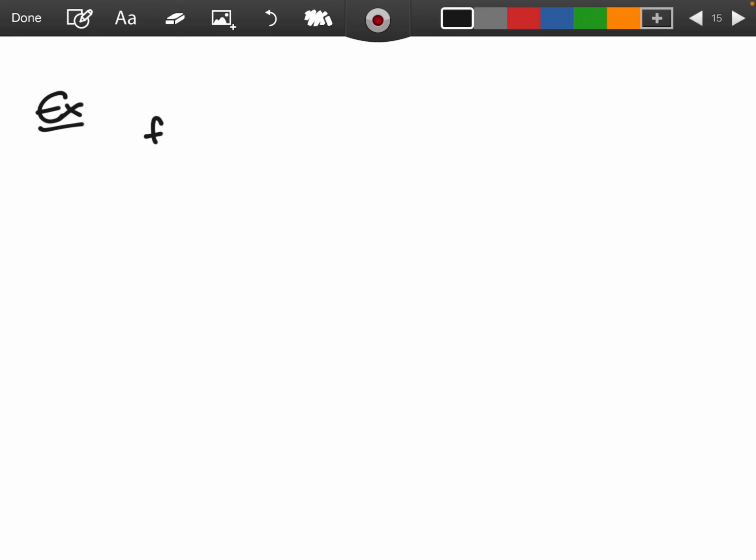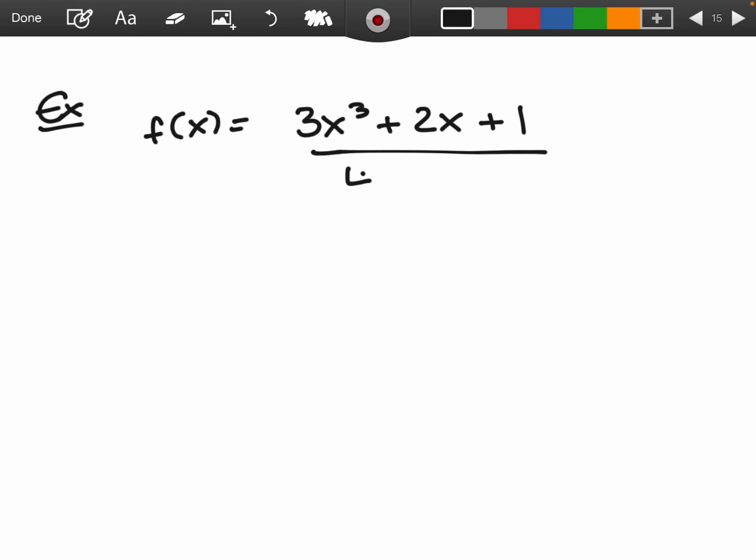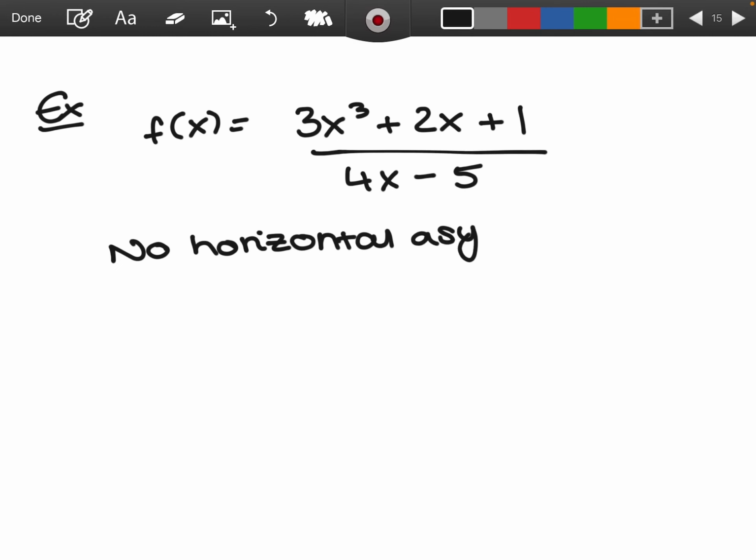And the final example that I'll do here is f of x is equal to 3x cubed plus 2x plus 1 over 4x minus 5. Okay. In this case, we have that the degree of the denominator is less than the degree of the numerator. So P of x has greater degree than Q of x. So that tells me that there is no horizontal asymptote for this function.